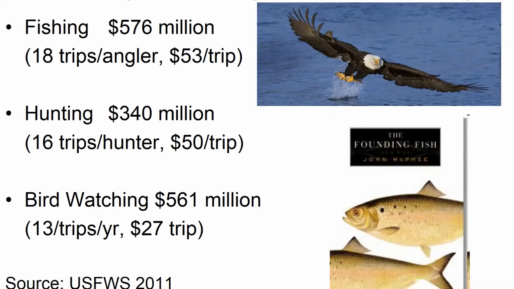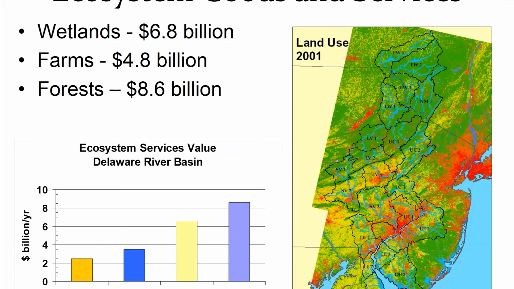There are more bald eagles than there have been in 100 years in the Delaware River because the water is getting cleaner and the fish are here. And of course, America's founding fish, John McPhee, Pulitzer Prize winning author up at Princeton, wrote the book about it, and about the shad saving George Washington at Valley Forge. The shad are coming back as well, although not in bigger numbers than we'd like.